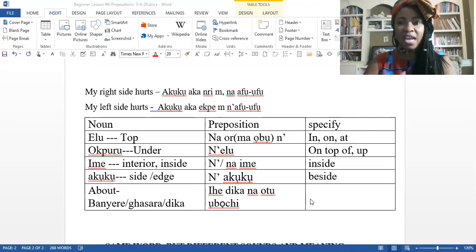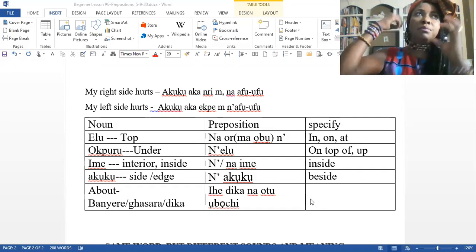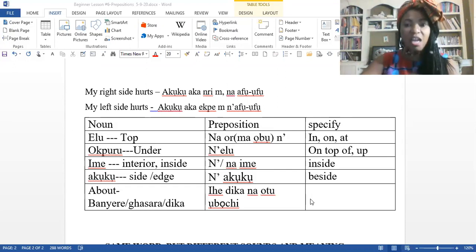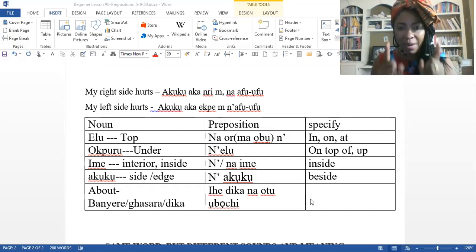In here, deka, mkpụrụ atọ na abụọ, you can say that. Try to put that na to join something. When you're joining something, that's what we're talking about, preposition.